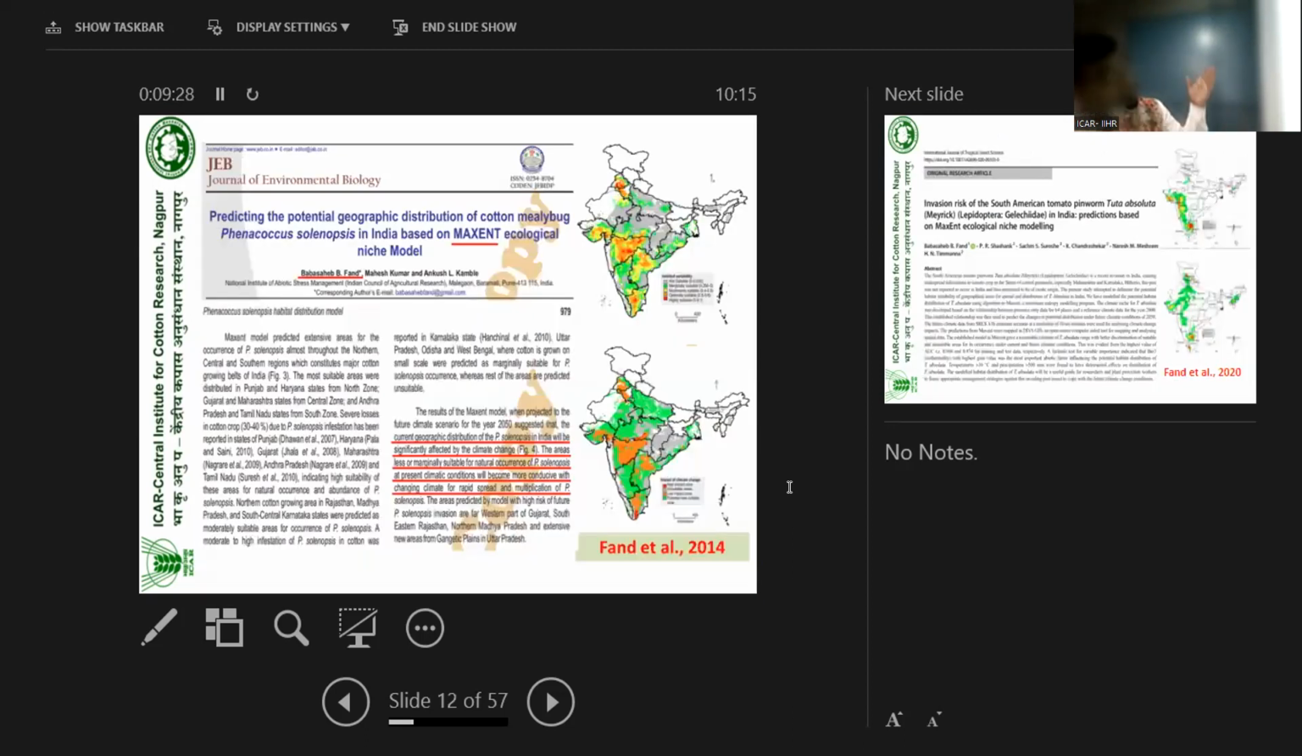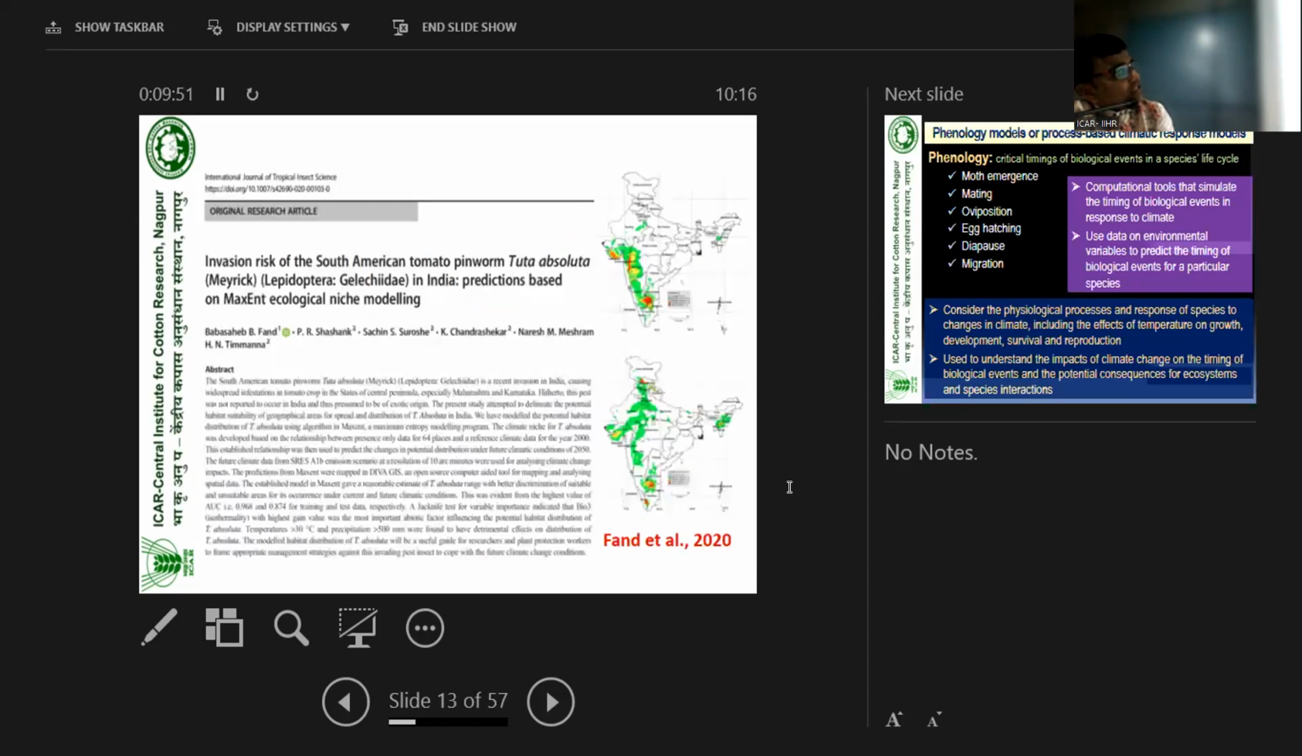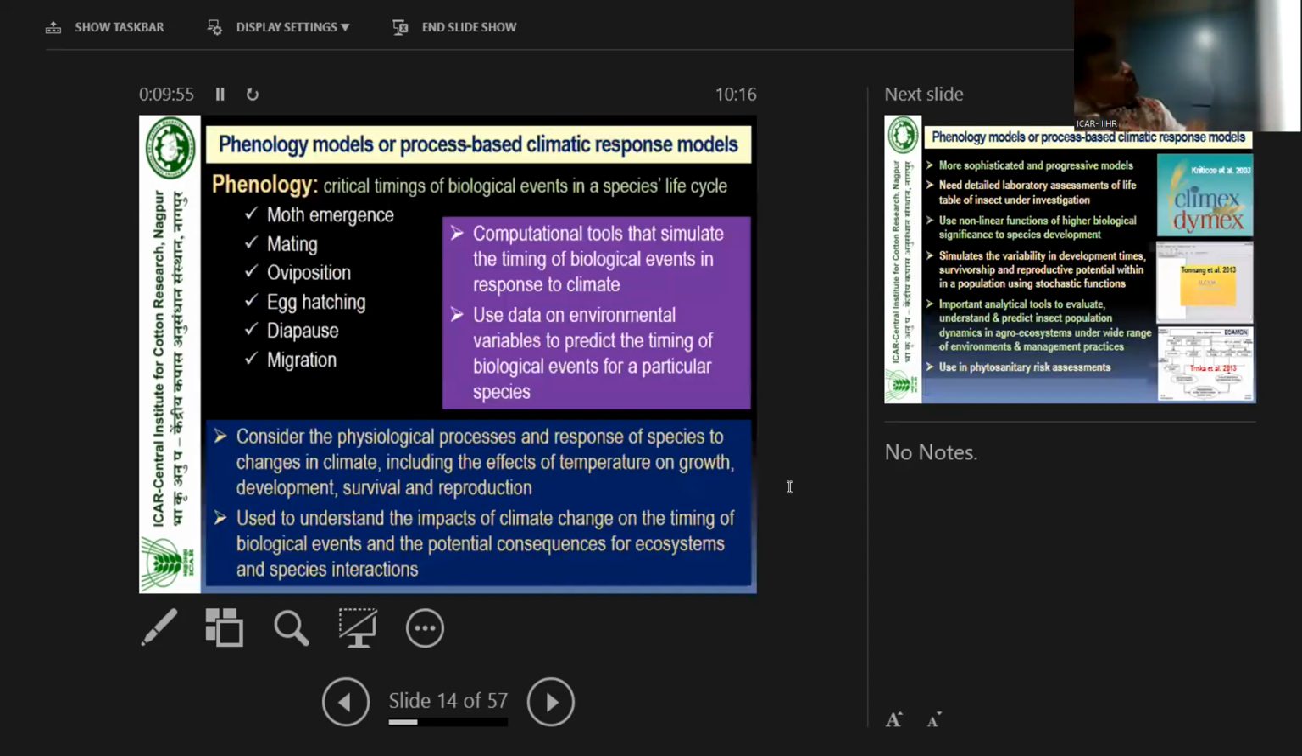So these are some of the examples, my own studies with Phenacoccus solenopsis, showing how the climate pattern matching functions are used to predict the potential geographic distribution, not more than that. Potentially, what are the suitabilities of different geographic areas for establishment of that pest? This is another study we did with Tuta also. Now coming to the actual one.